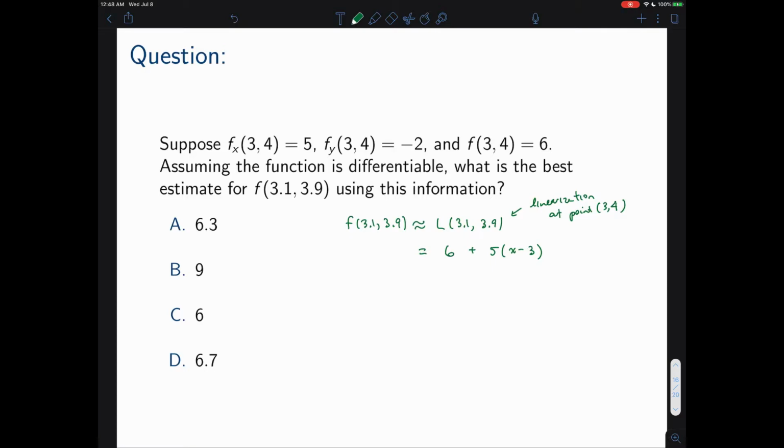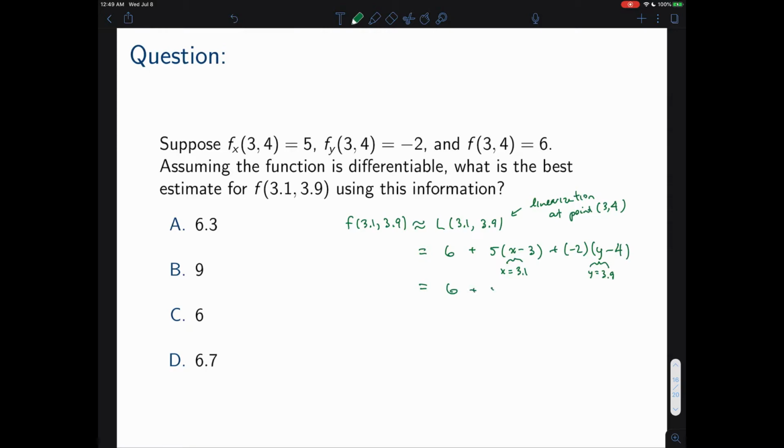So we're taking the x derivative at 3, 4, which is 5, times x minus 3. And I'm getting 3 from the point 3, 4. And then I take the y derivative, fy of 3, 4, which is negative 2, times y minus 4. And I'm getting 4 from the point 3, 4. I didn't really write it down, but I'm supposed to set x to be 3.1, and I'm supposed to set y to be 3.9. I just wrote down L of x, y, but I'm supposed to plug in 3.1, 3.9.